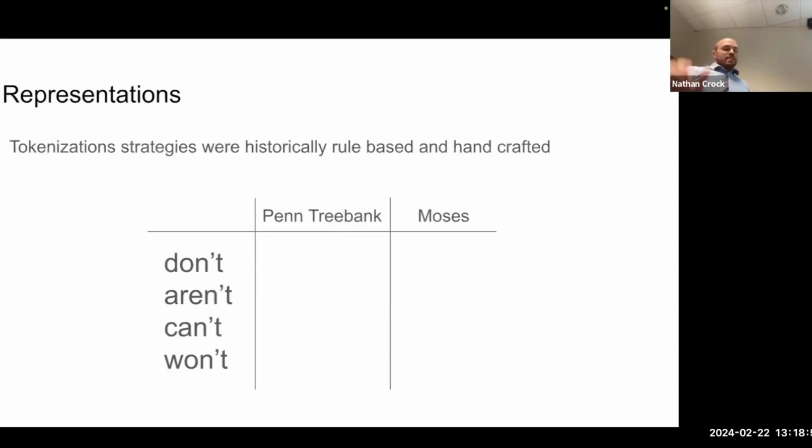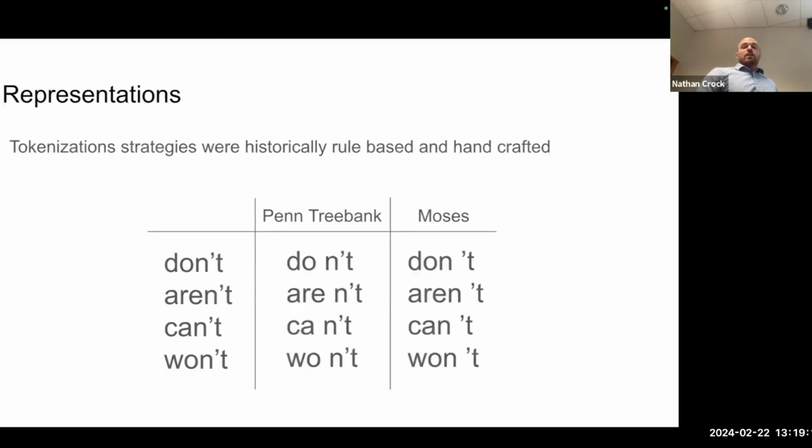So just as a brief example, before this machine learning revolution or the deep learning revolution, many of the tokenization strategies were handcrafted. You've got the Penn Treebank or the Moses type of rule-based tokenization strategy, and they both have relative merits. So perhaps the Penn Treebank tokenization strategy makes more sense for "don't" and "aren't," because here you separate "do" and then "are" and then "n't."